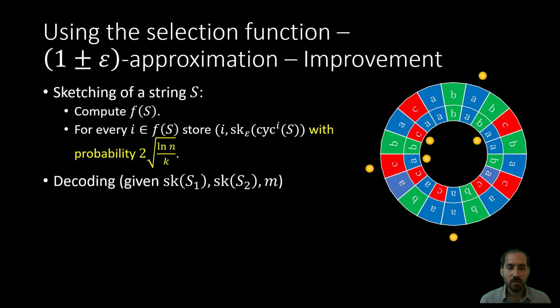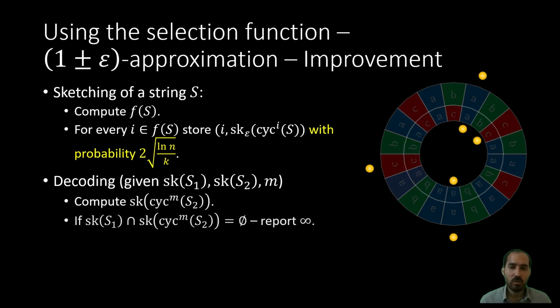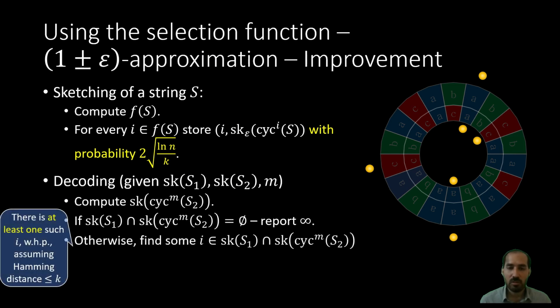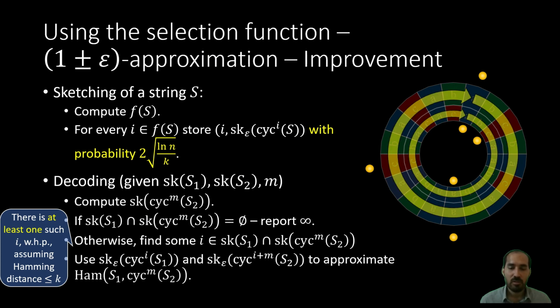During the decoding, we first of all, of course, compute the shift as before. After we compute the shift, we check what the size of the intersection is. If the intersection is empty, then with high probability, the original Hamming distance is large. And if the intersection is not empty, then there is at least one index I, and we use this index and the sketches that we already computed for this index in S1 and in the cyclic shift of S2 to approximate the Hamming distance of S1 and the nth cyclic shift of S2.